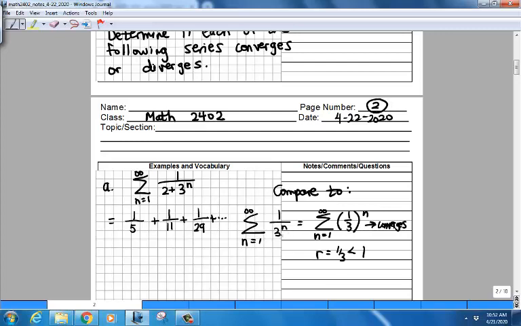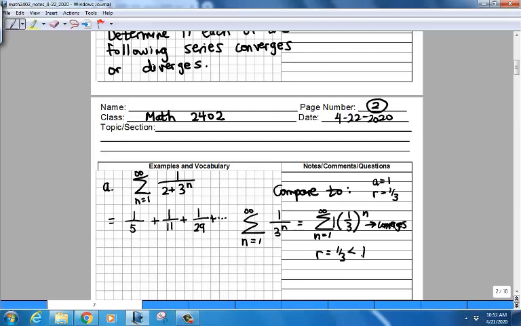Now, why is that helpful? Because I know something about this series. 1 over 3 to the nth power is the same as (1/3) raised to the nth power. This series is a geometric series. The coefficient here is 1, so the a value is 1, and the r value, the so-called ratio of the geometric series, is 1/3.